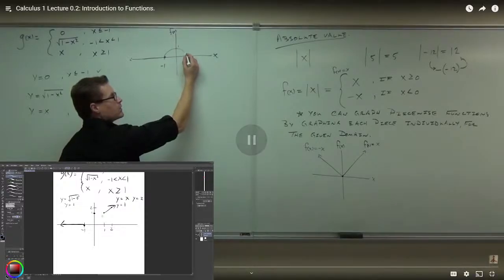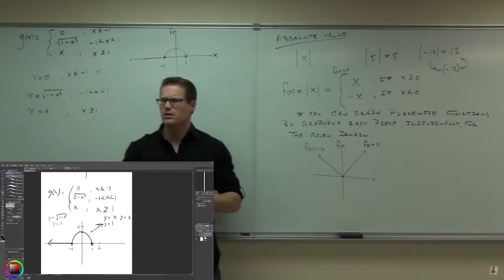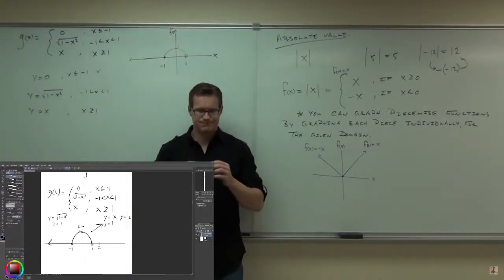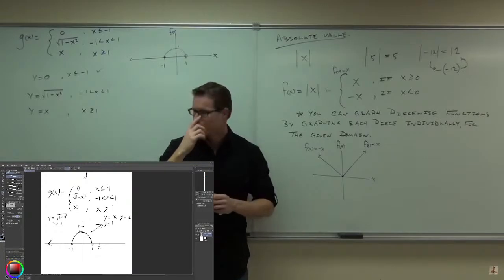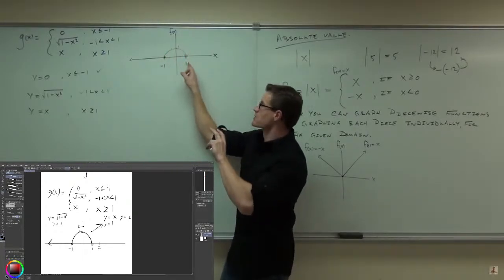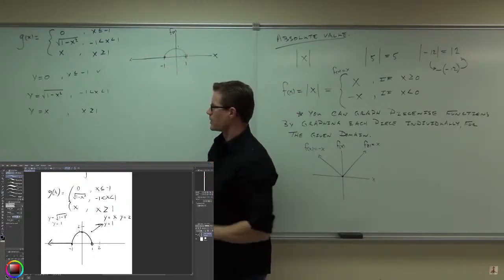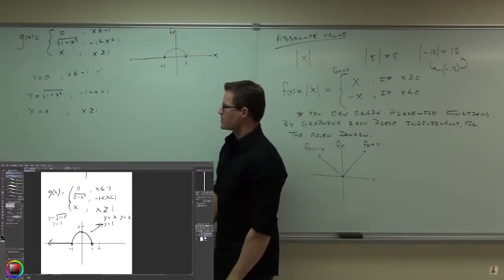Open. Okay, I see. Yeah, open. Again, why is it open? It's not equal to. It doesn't have that little equals. So we got our first piece, y equals 0. We got our second piece, the top half of the circle, centered 0, 0, radius 1. The last piece, y equals x.